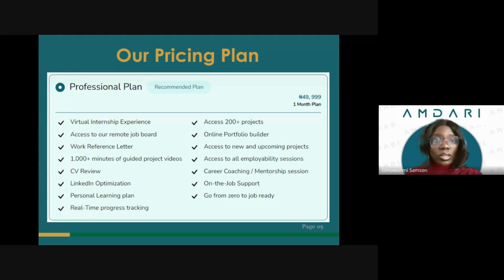And I showed us earlier what the pricing is right now and what you have access to on the Amdari platform. You get access to the job board, which has the list of jobs from across the globe. You have access to virtual internship experience. Like, we give our subscribers a work reference letter if you need it. So much more, from LinkedIn optimization to CV review to the online portfolio builder tool, right?